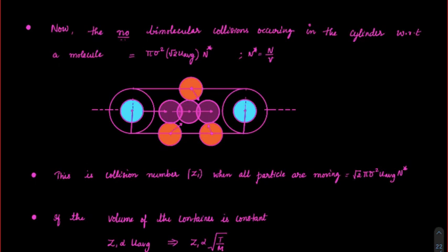So these are all the particles which are moving now. Earlier they were not moving. Now you can see they are moving. If they are moving, all of them are making collisions with the reference particle at some angles, and that angle would be between 0 to 180 degrees. So that is why we are taking an average of that speed.